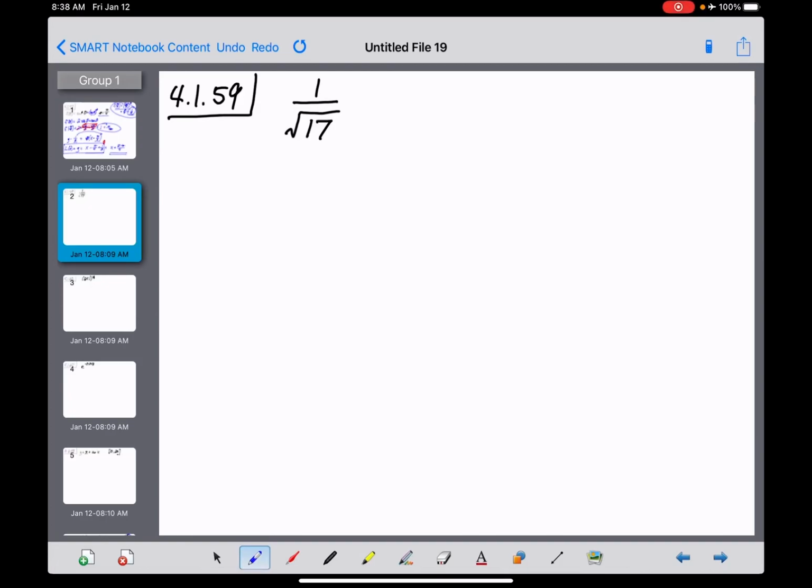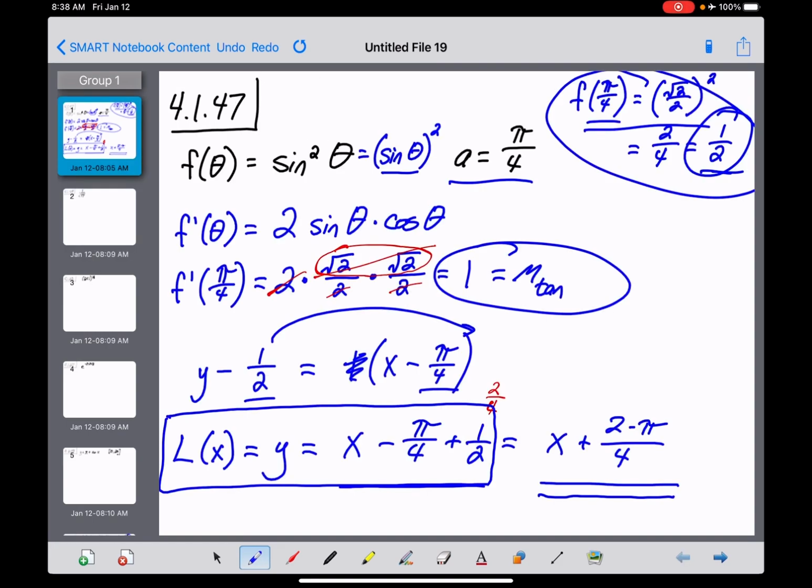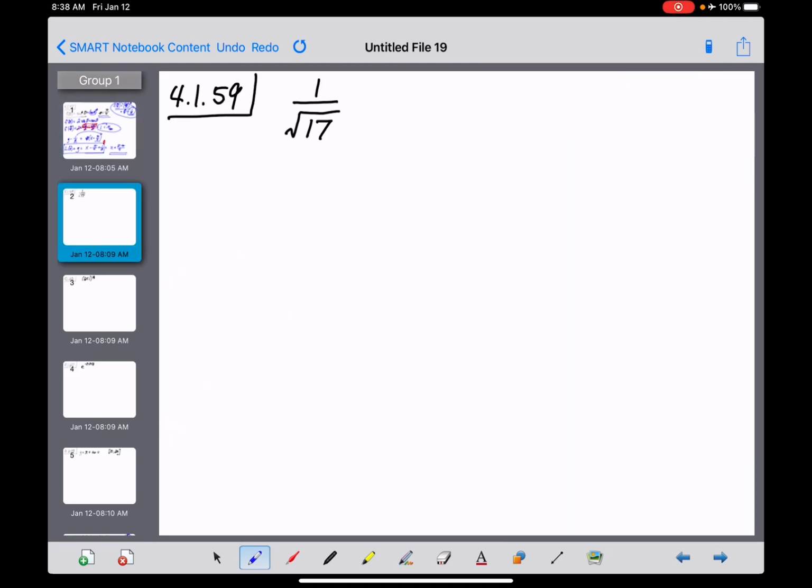All right, number 59 in 4.1 is asking us to come up with an approximation for 1 over the square root of 17. So these problems are not as different from the previous set of problems as you might think to look at it. The difference here is in this earlier batch, they gave you a function and they gave you an a value. Here, we have to come up with those two things on our own.